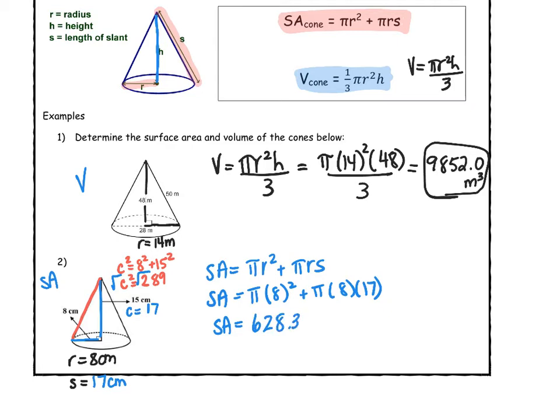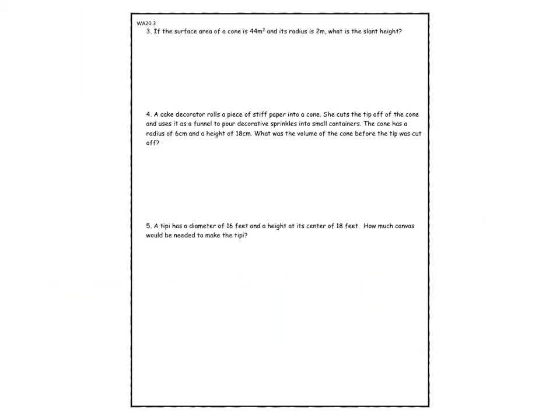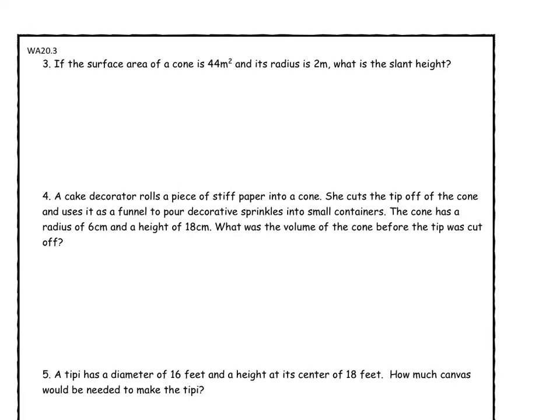628.3. This is centimeters, so it's going to be centimeters squared because it's an area. So make sure you're watching your units. Area has to be in units squared and volume in units cubed. All right, let's do another couple.